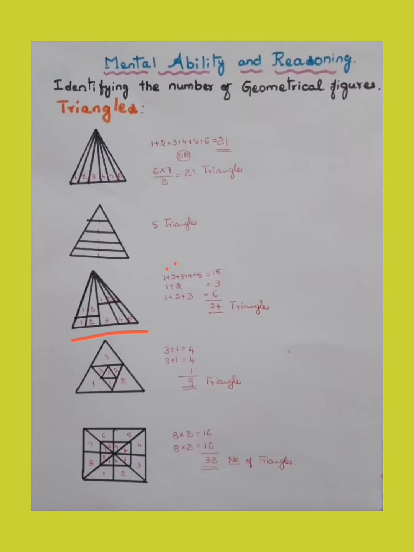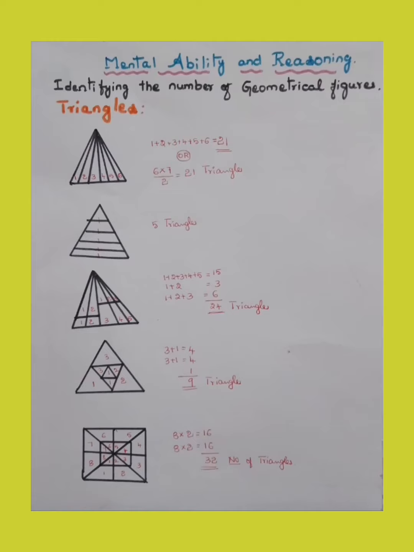1 plus 2 plus 3 plus 4 plus 5 is equal to 15. Moving to the second one, 1 plus 2, which is 3. Next is 1 plus 2 plus 3, which gives us 6. Add up all this and you'll get the answer as 24. Any type of triangle, given like this with vertical and horizontal lines crisscrossing inside the triangle, can be calculated this way. Okay, easy.